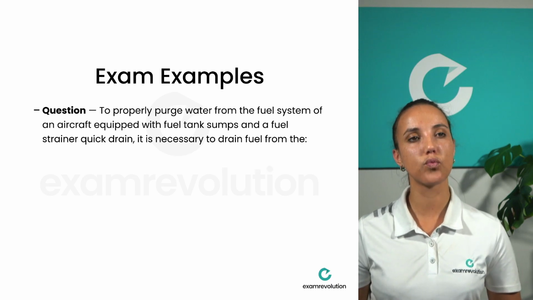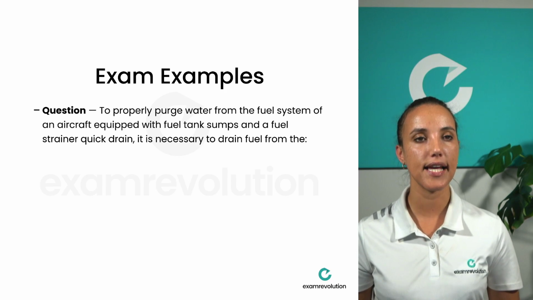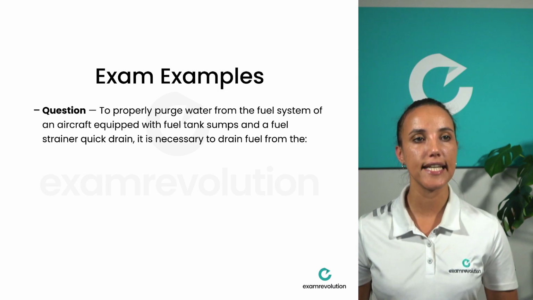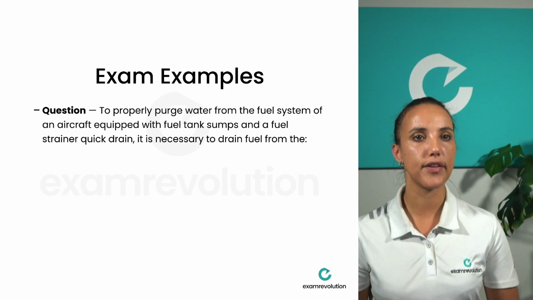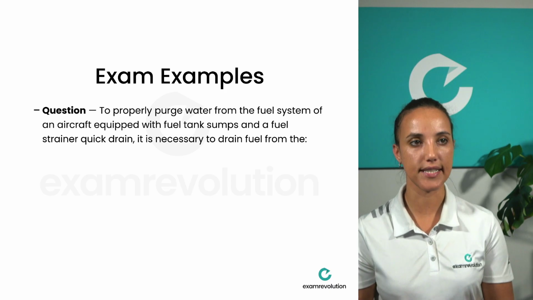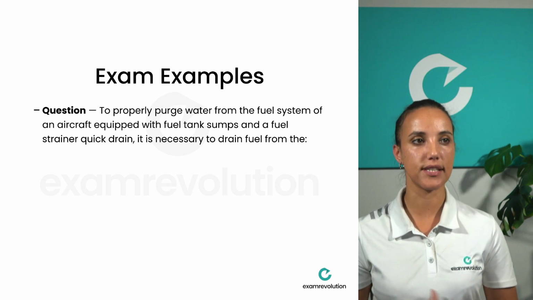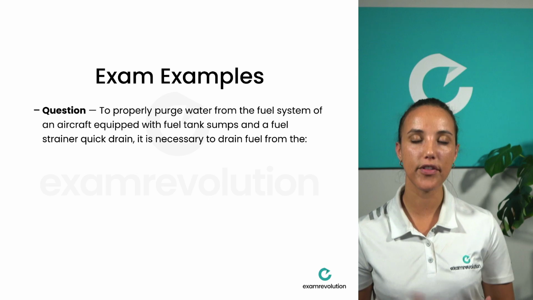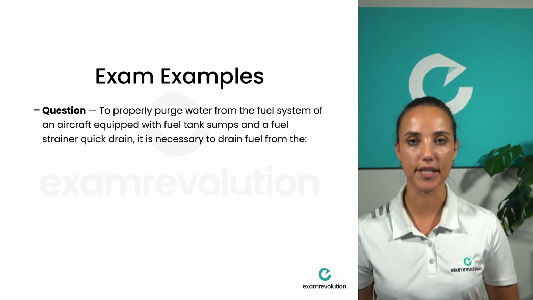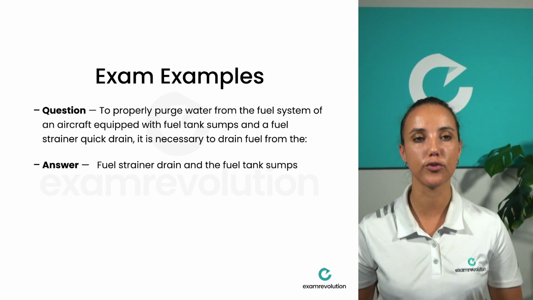Now, to properly purge water from the fuel system of an aircraft equipped with fuel tank sumps and a fuel strainer quick drain, it is necessary to drain fuel from. The fuel strainer quick drain is simply the gascolator, and remember the lowest part of the fuel tank is called the sump tank drain. So you need to drain from both of those points if there are any contaminants found. So the answer is fuel strainer drain and the fuel tank sumps.